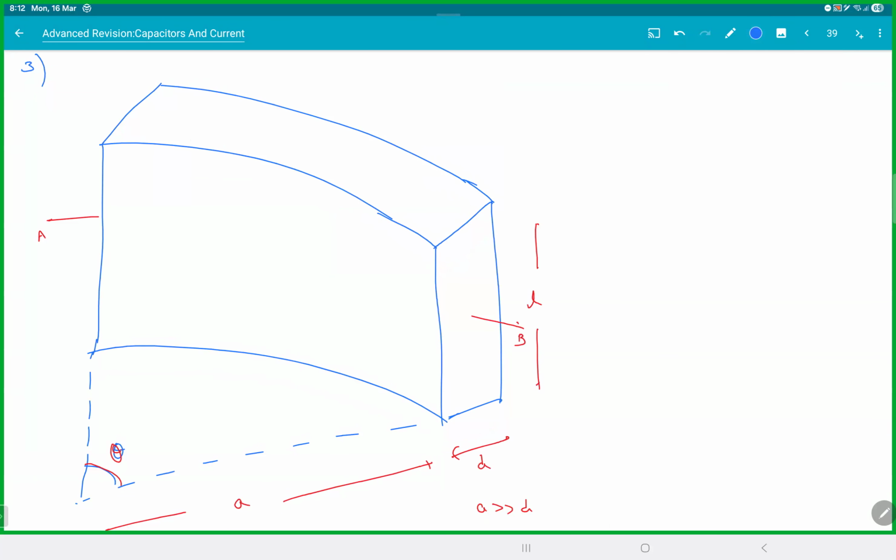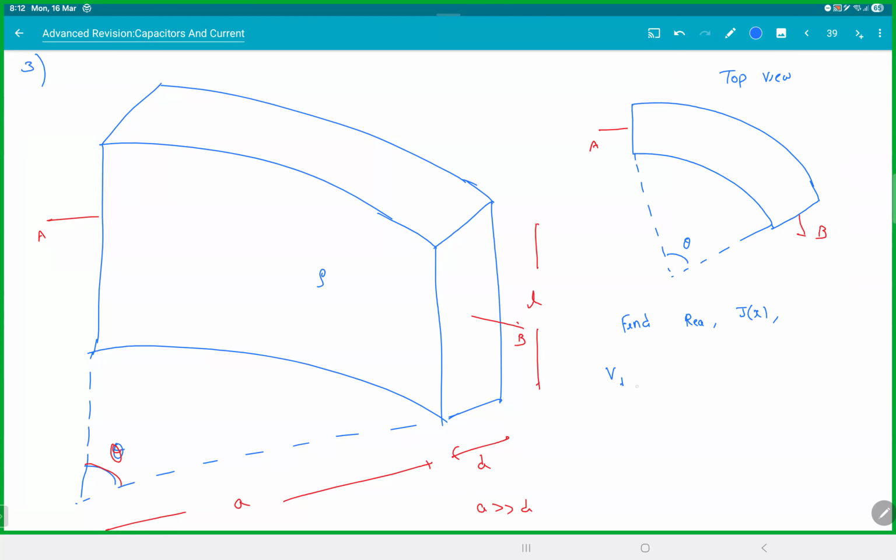So if you see the top view, it looks like this. It is a part of a piece basically. This is the top view. This is A and this is B. Find R equivalent. Find J as function of X. Resistivity is rho. Find the drift velocity of the particles as function of X. You can take whatever you want. N is the number density, number of electrons per unit volume.